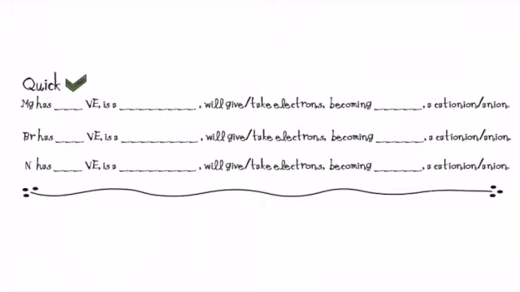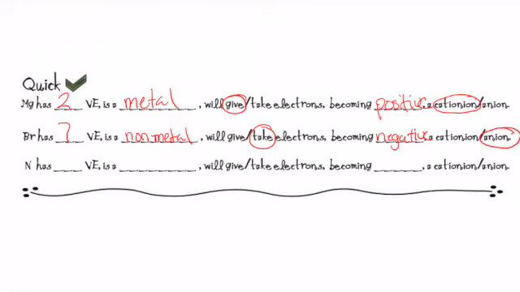So magnesium has 2 valence electrons and is a metal. It will give electrons, becoming positive and a cation. Bromine has 7 valence electrons and is a nonmetal. It will take electrons, becoming negative, and that is an anion. Nitrogen has 5 valence electrons. It is also a nonmetal and will take electrons, becoming negative, so it's an anion.